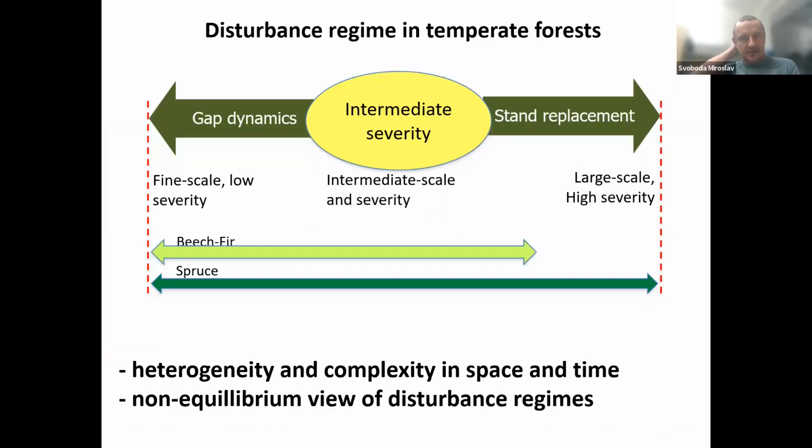So this is a summary picture or figure for the disturbance regime of these two forest types. And you can see that for the spruce forest, the larger scale and higher severity disturbances are more typical. But what I would like to mention is this heterogeneity and complexity in space and time, and also this non-equilibrium view of the disturbance regime.